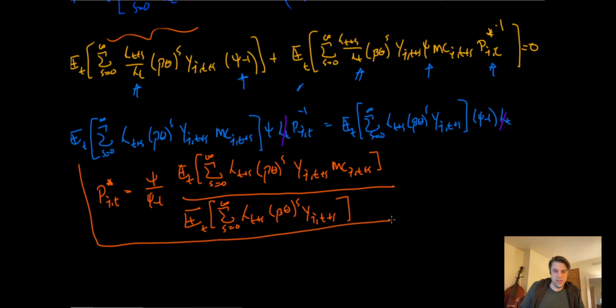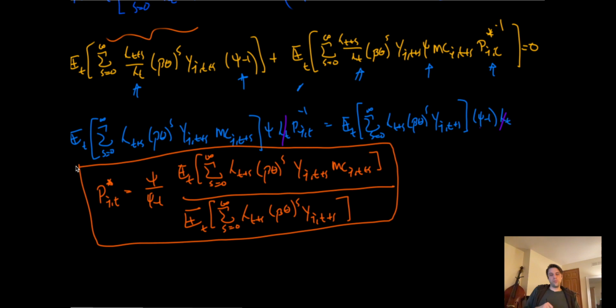Boom. That is going to be the optimal price of the intermediate goods firms, given that they are not allowed to update their prices except when they receive the Calvo signal, which comes at probability 1 minus theta. It maximizes the discounted flow of profits from the firm to the households, given the household preferences. Ta-da.